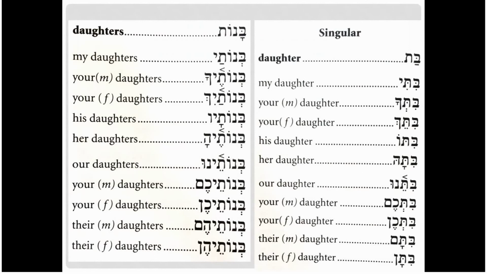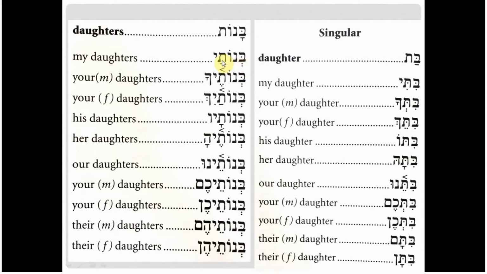So here we have an example of bat. This is from the word for daughter, and we see bti, bitcha, etc., going down the list. And then if you look on the left, you have banot, which is the plural form for daughters. Benotai.